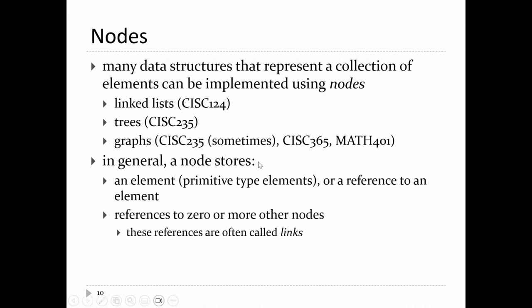So if you want to make a collection based on nodes, what you need to know is that a node stores an element, or a reference to an element in the case of Java. A node then also holds a reference to zero or more other nodes. And so these references are often called links. So a node links to another node, or possibly multiple nodes.